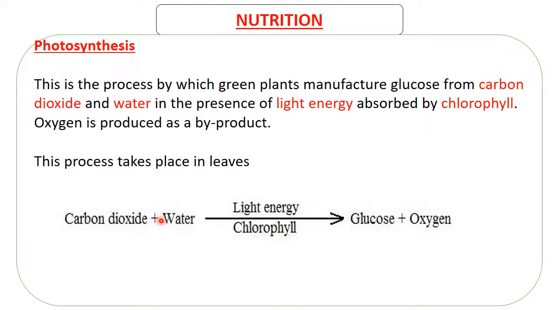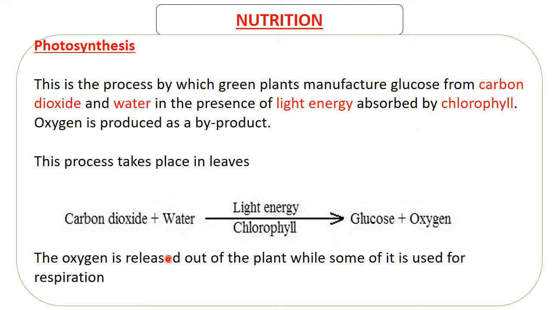This is the word equation which summarizes the process of photosynthesis. We have carbon dioxide reacting with water to form glucose and oxygen. Glucose is the main product, oxygen is just a byproduct. And this happens in the presence of light energy and also chlorophyll. This chlorophyll absorbs this light energy. Then this light energy is going to do some miracles here so that the reaction is possible. We're going to start this in detail.